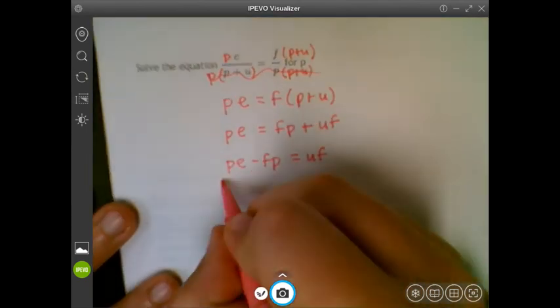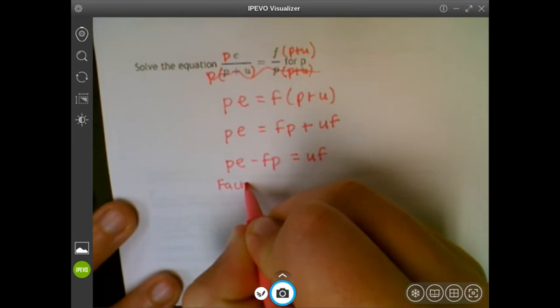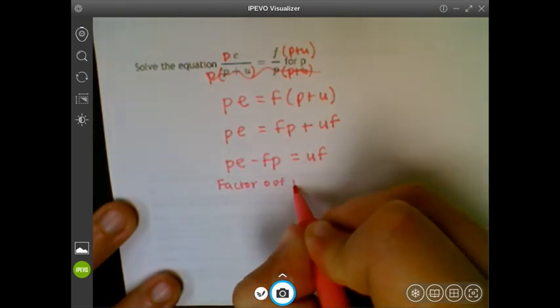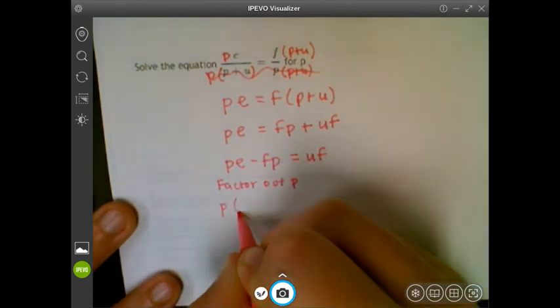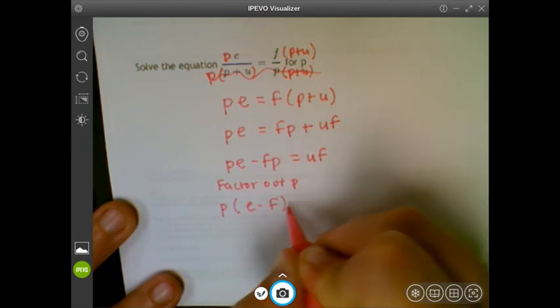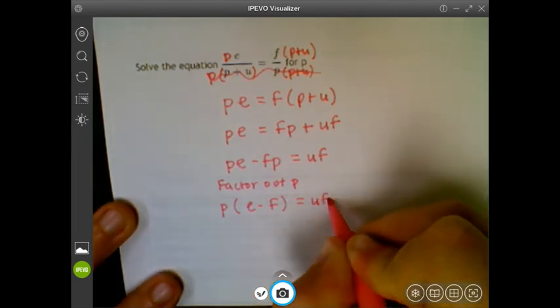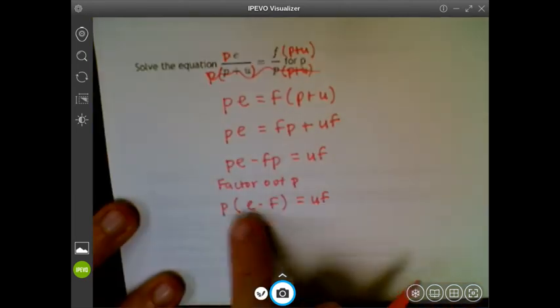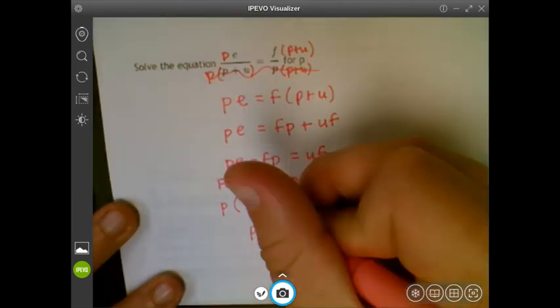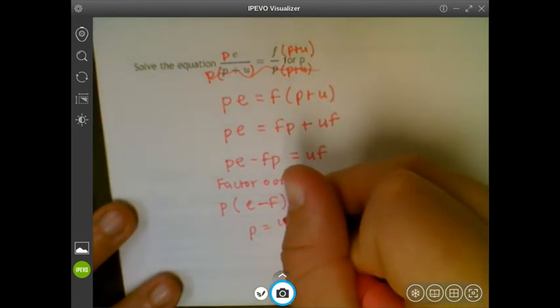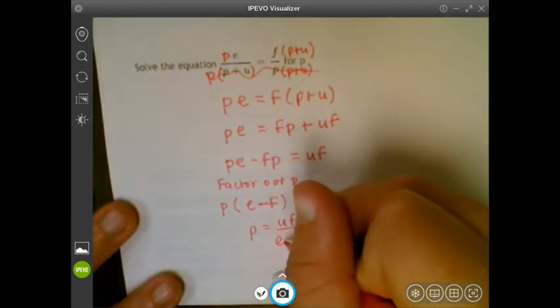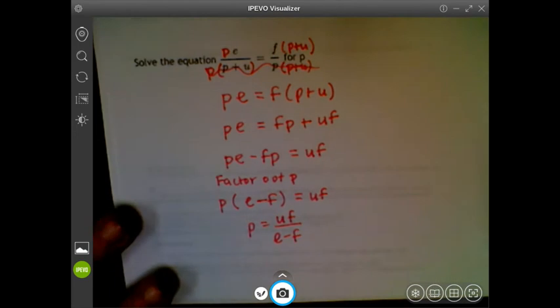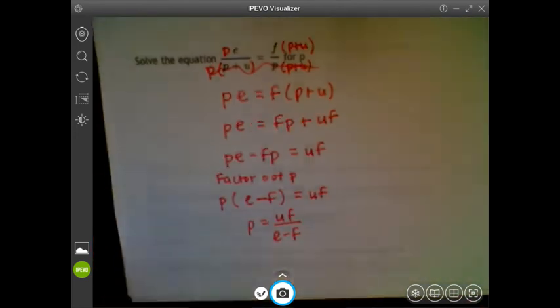And those 2 P's, we can factor out P. That's the strategy here. So it would be P times E minus F equals UF. And then last but not least, since this is multiplication, P times E minus F, you can divide UF over E minus F. So solving for P, you would have this set up right here.